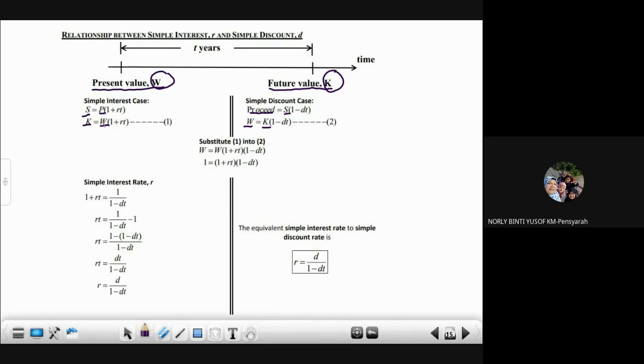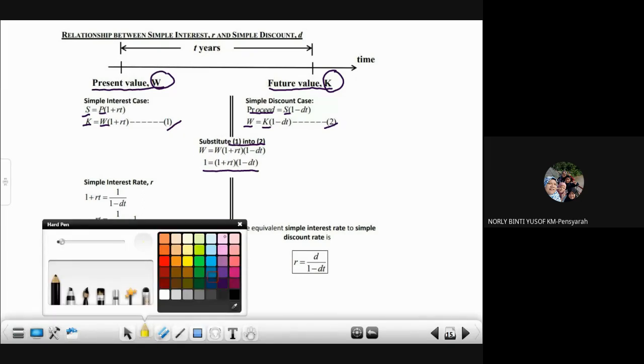Tapi principal jadi you punya present value. Tapi dalam simple discount case, proceed tu jadi you punya present value. You punya loan tu jadi future value. Lepas tu kita selesaikan, kita sub lah 1 into 2, the equation 1 into 2 ni, kita akan dapat this equation dan kita eliminate W tu boleh potong. So kita be left by this equation. Sebab W ni kita boleh eliminate. This is how you derive.